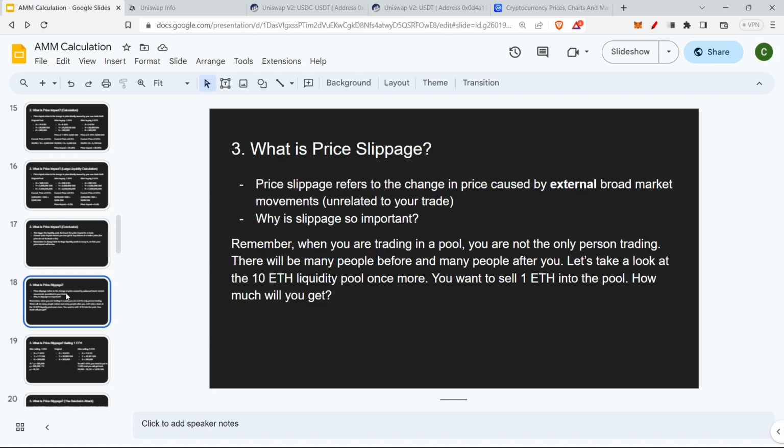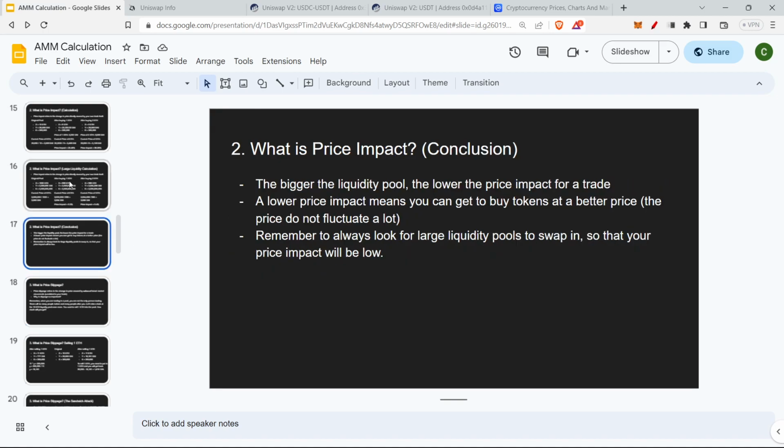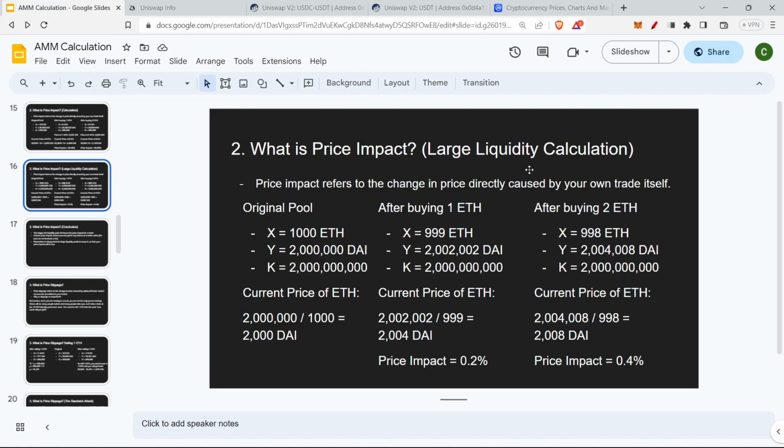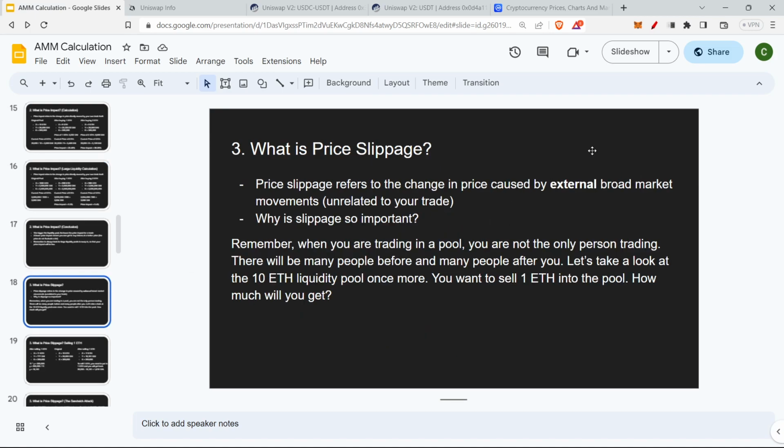Okay, now let's talk about price slippage. Price slippage refers to the change in price caused by external broad market movements. Price impact is your trade, but price slippage is external, so you can't control it. And why is price slippage so important? You have to remember that when you are trading in a pool, you are not the only person trading. There will be many people before you and many people after you.